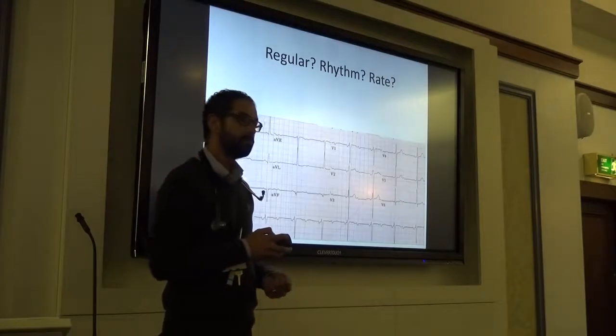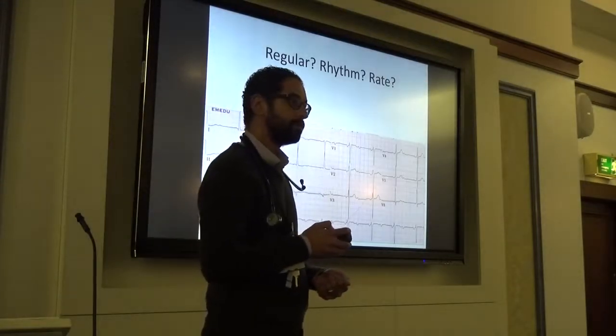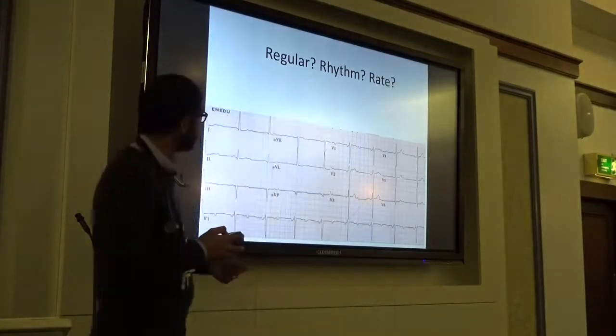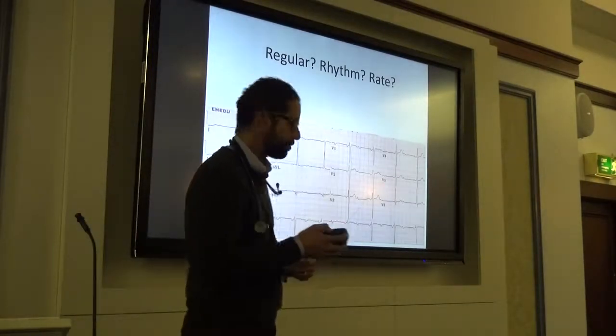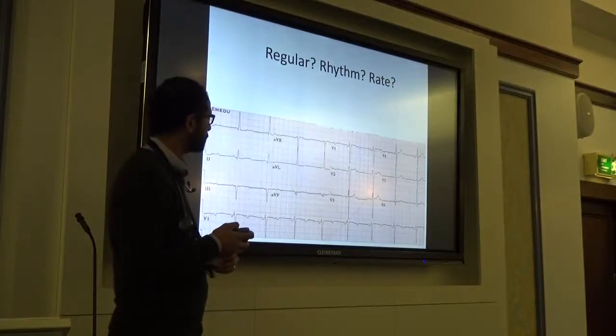Is this regular? Yeah. Excellent, good. What's the rate? There's like 6 squares. 50, okay. And what's the rhythm here?